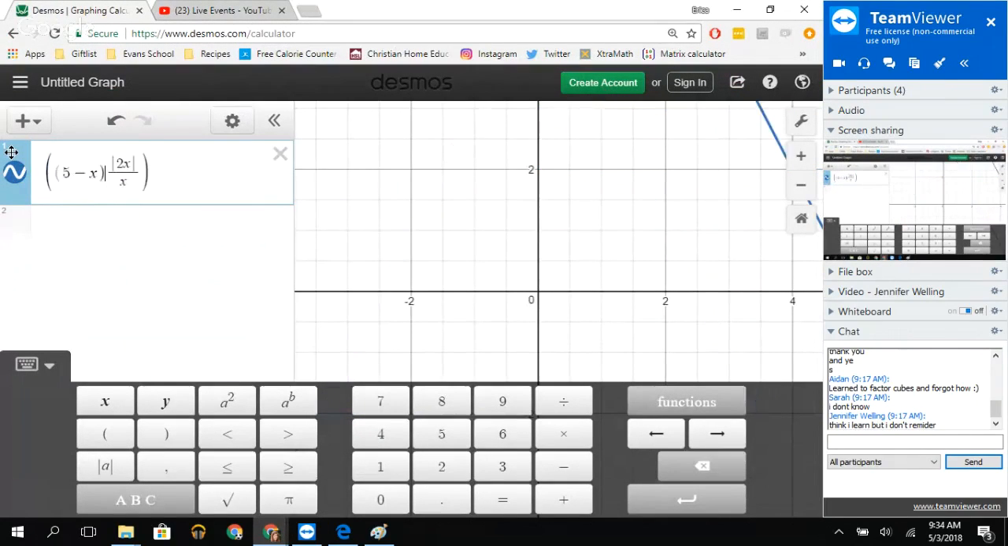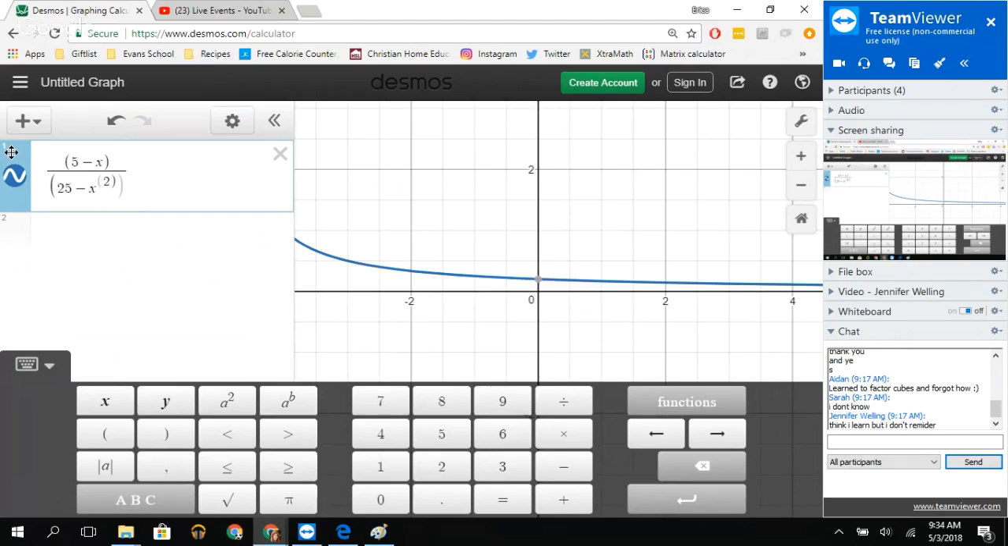5 minus x. Oh, left my other function in there. Also, don't do that if you're graphing. 5 minus x over 25 minus x squared. Now I'm just going parenthesis crazy.